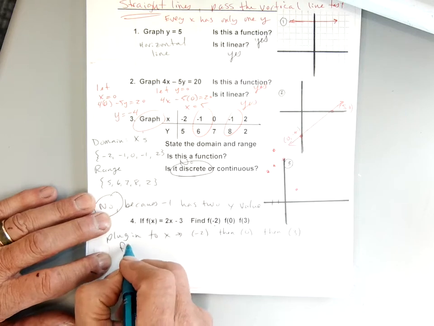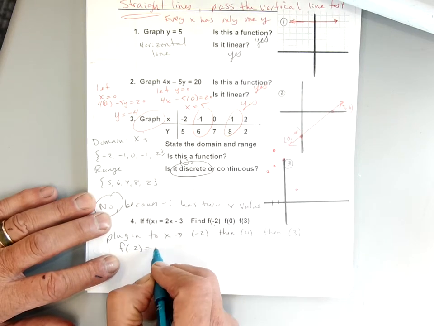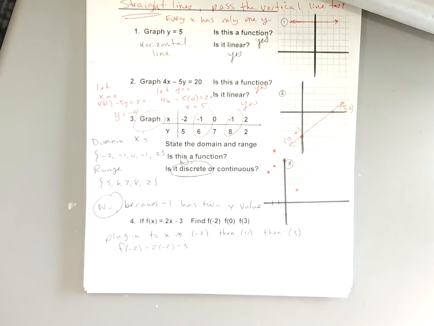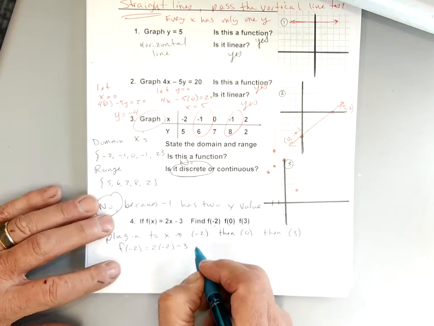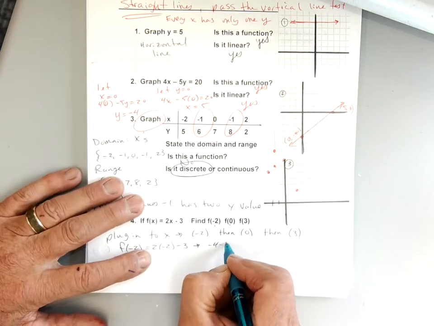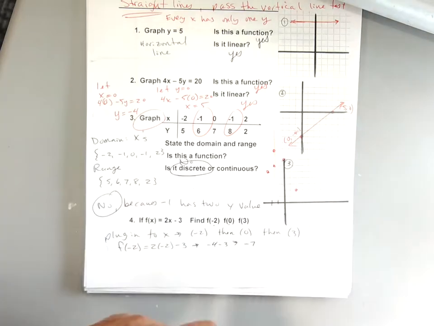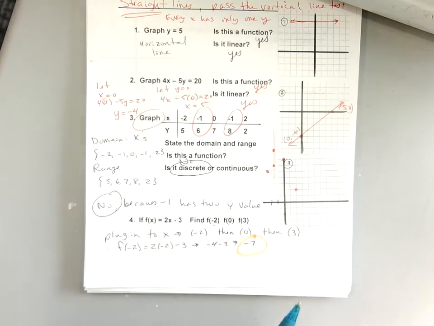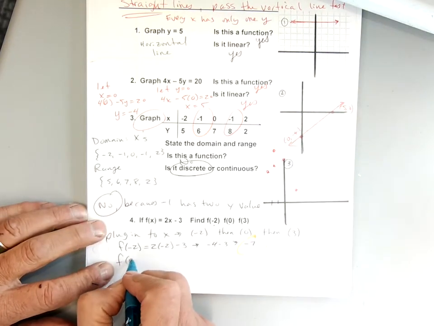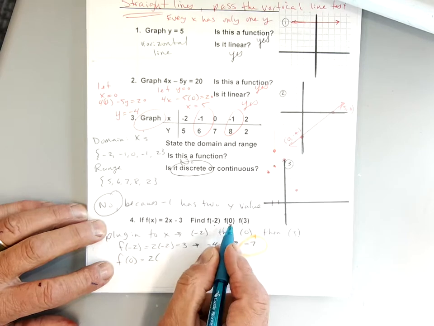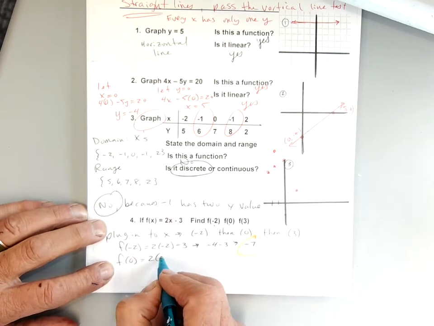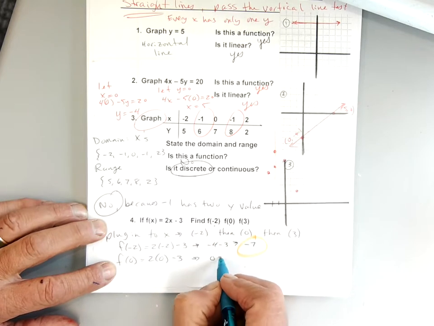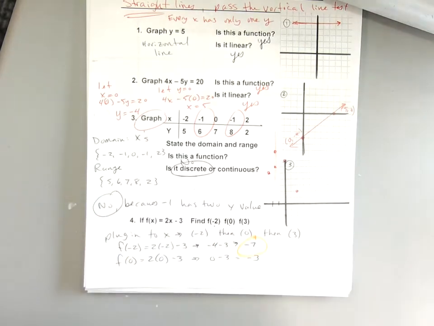So f of -2 is going to be 2 times -2 minus 3, which is -4 minus 3, which is -7. Okay, can you do that tomorrow? Now we're not done. There's 3 questions here. F of 0 is 2 times 0, put 0 in for x. I get 0 minus 3, which is -3. Okay, that's my second answer.